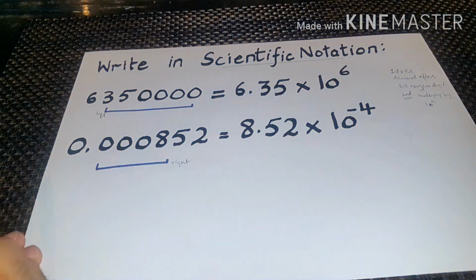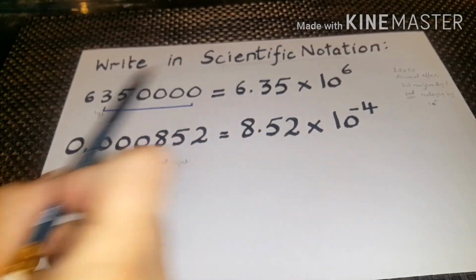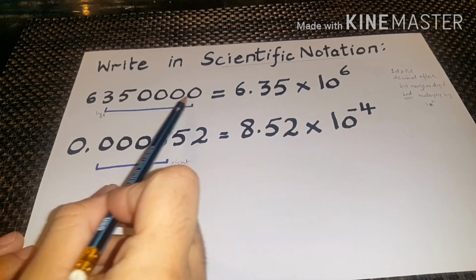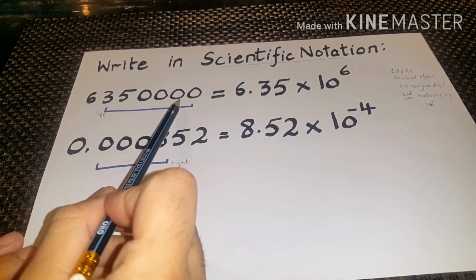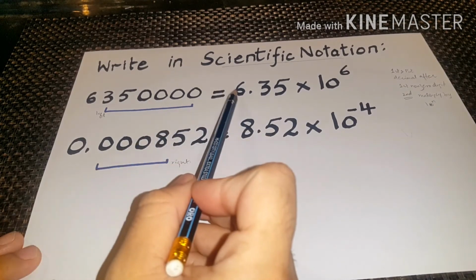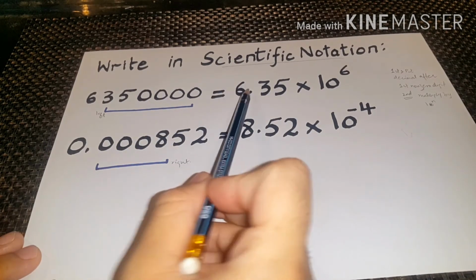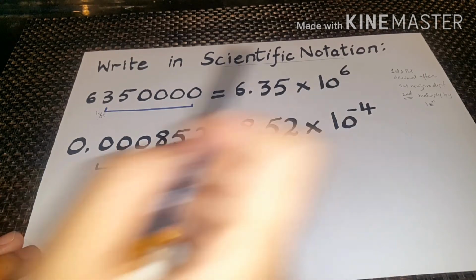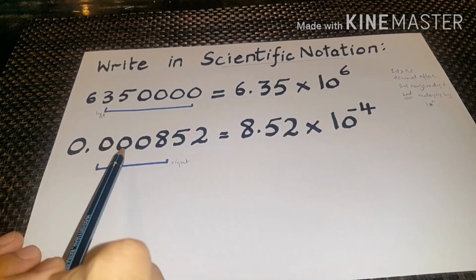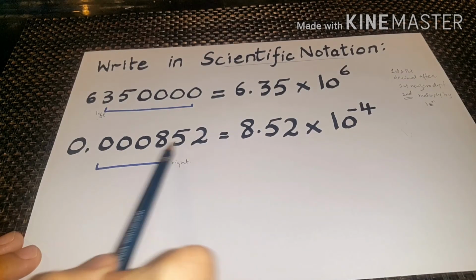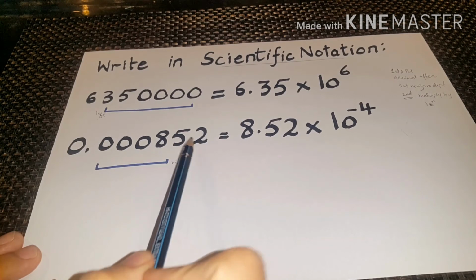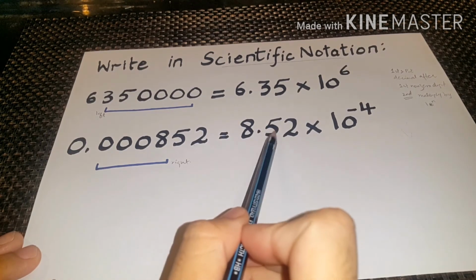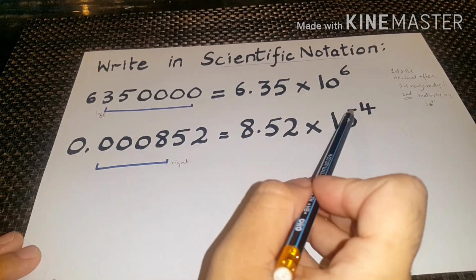Now let's do two examples. Write in scientific notation. 6350000 is the number written in ordinary notation. How will we write it in scientific notation? This is equal to 6.35 into 10 raised to power 6. 0.000852 is the number written in ordinary notation, and in scientific notation it will be written as 8.52 into 10 raised to power minus 4.